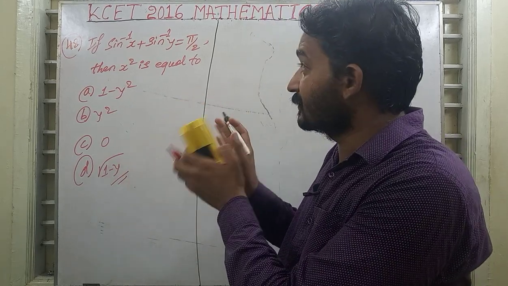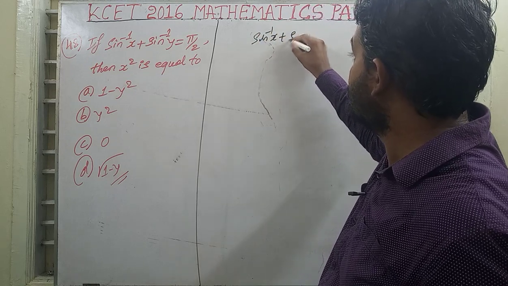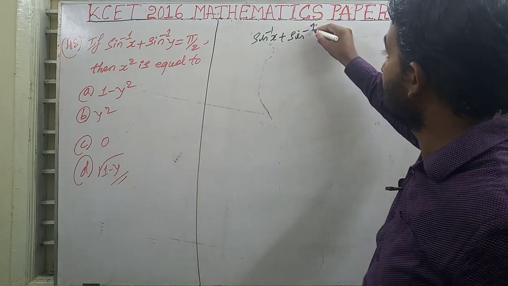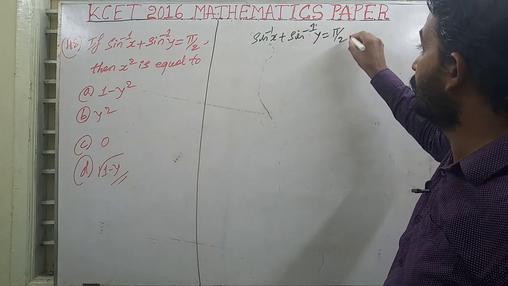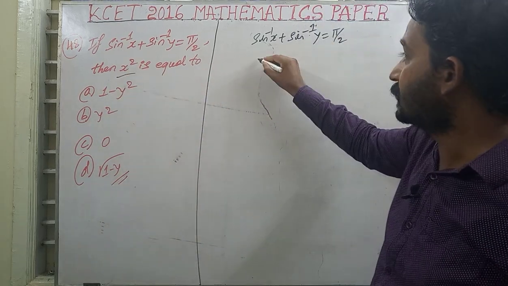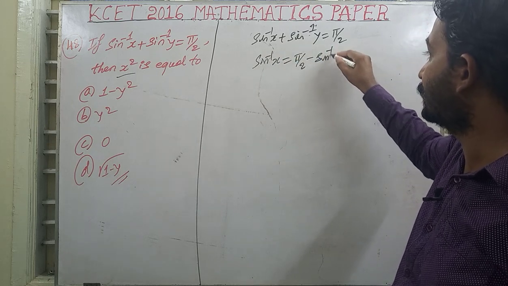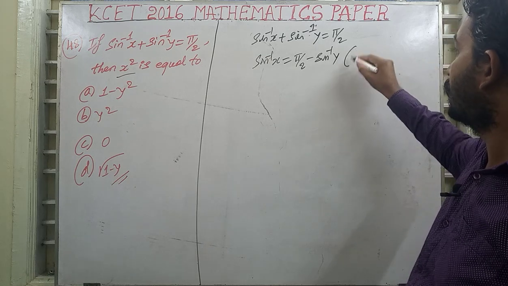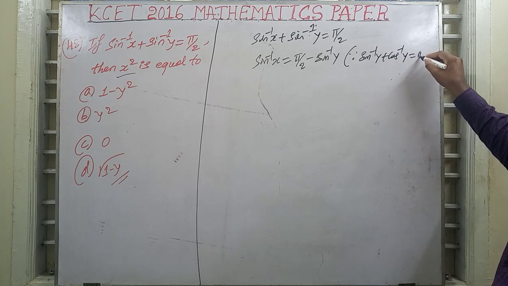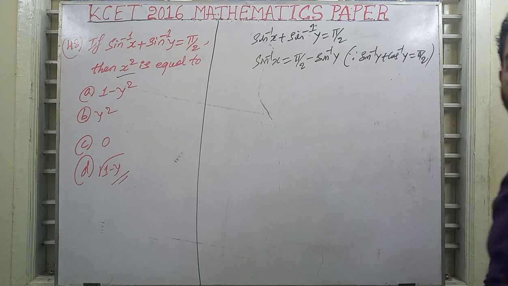Okay, but it is different. The given data is what? Sin inverse x plus sin inverse y is equal to pi by 2. So now simplify this. Here we have to find x square. Okay, so sin inverse x is equal to pi by 2 minus sin inverse y. Using the formula we know that sin inverse y plus cos inverse y is equal to pi by 2. So pi by 2 minus sin inverse y can be written as cos inverse y.